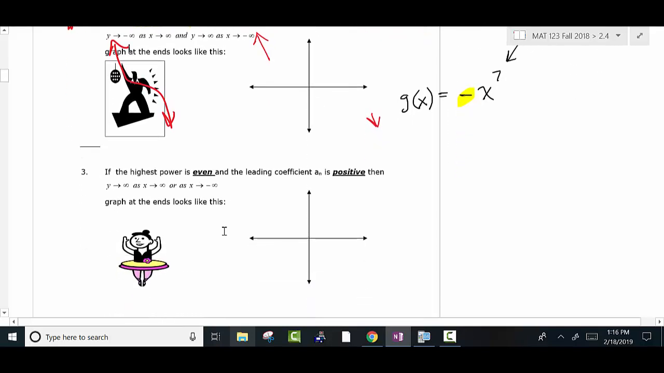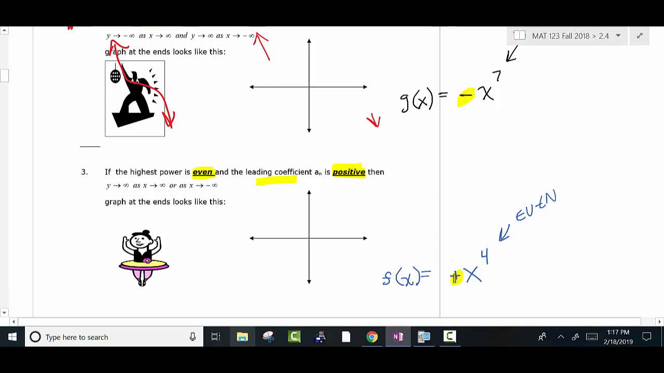For the even ones, just think of what you learned about a parabola. If the highest power is even, the leading coefficient is the number in front of the highest power. If that's positive, then it's going to look like this. So I'll give you an example. Let's say we have f of x equals x to the fourth. As long as that's an even exponent, the highest power is even, and the number in front is positive, think of that like a parabola.